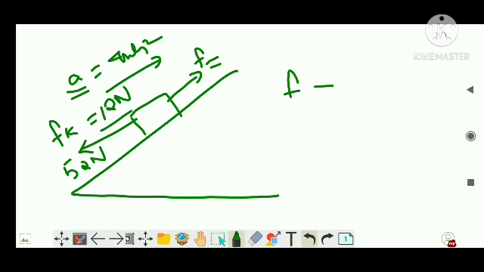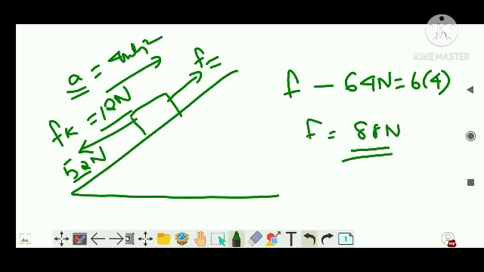This 52 plus 12 is 64 Newton, equal to ma, that is 6 into 4, right? Or I can say how much force do I have to apply? 88 Newton applied, so that the object can move up with an acceleration of 4 meter per second squared. Clear? It's very simple, right? All these values we have already found. That's why I used them again and again. Clear?